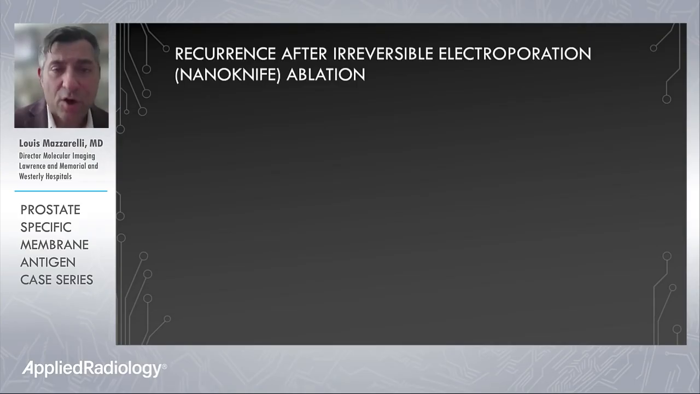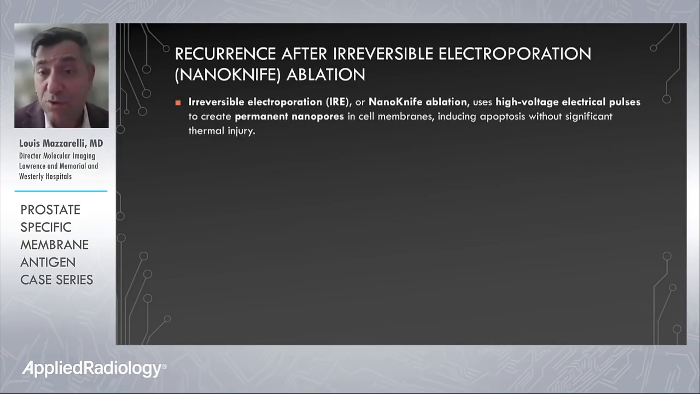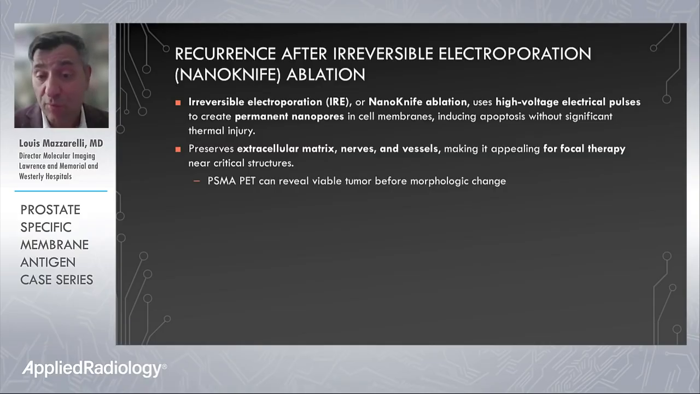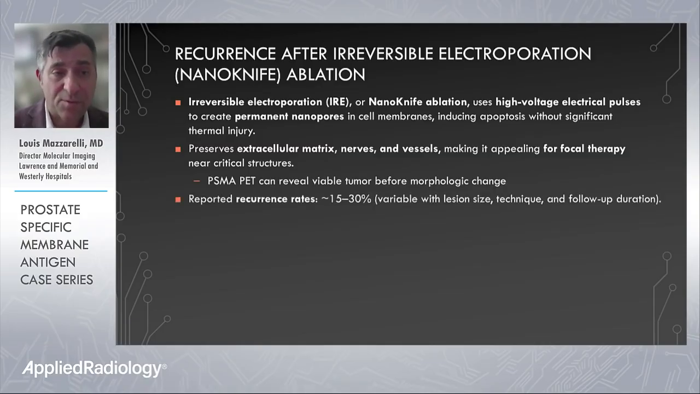So talking a little bit about recurrence after irreversible electroporation or nanoknife ablation. Nanoknife ablation uses high voltage electrical pulses to create permanent nanopores in cell membranes, inducing apoptosis without significant thermal injury. It preserves the extracellular matrix, nerves, and vessels, making it appealing for focal therapy near critical structures. PSMA PET can reveal viable tumor before a morphologic change. Reported recurrence rates subsequent to nanoknife are about 50 to 30%, similar to what we've been seeing in the other focused therapies and in the situation of prior prostatectomy, variable with lesion size, technique, and follow-up duration.